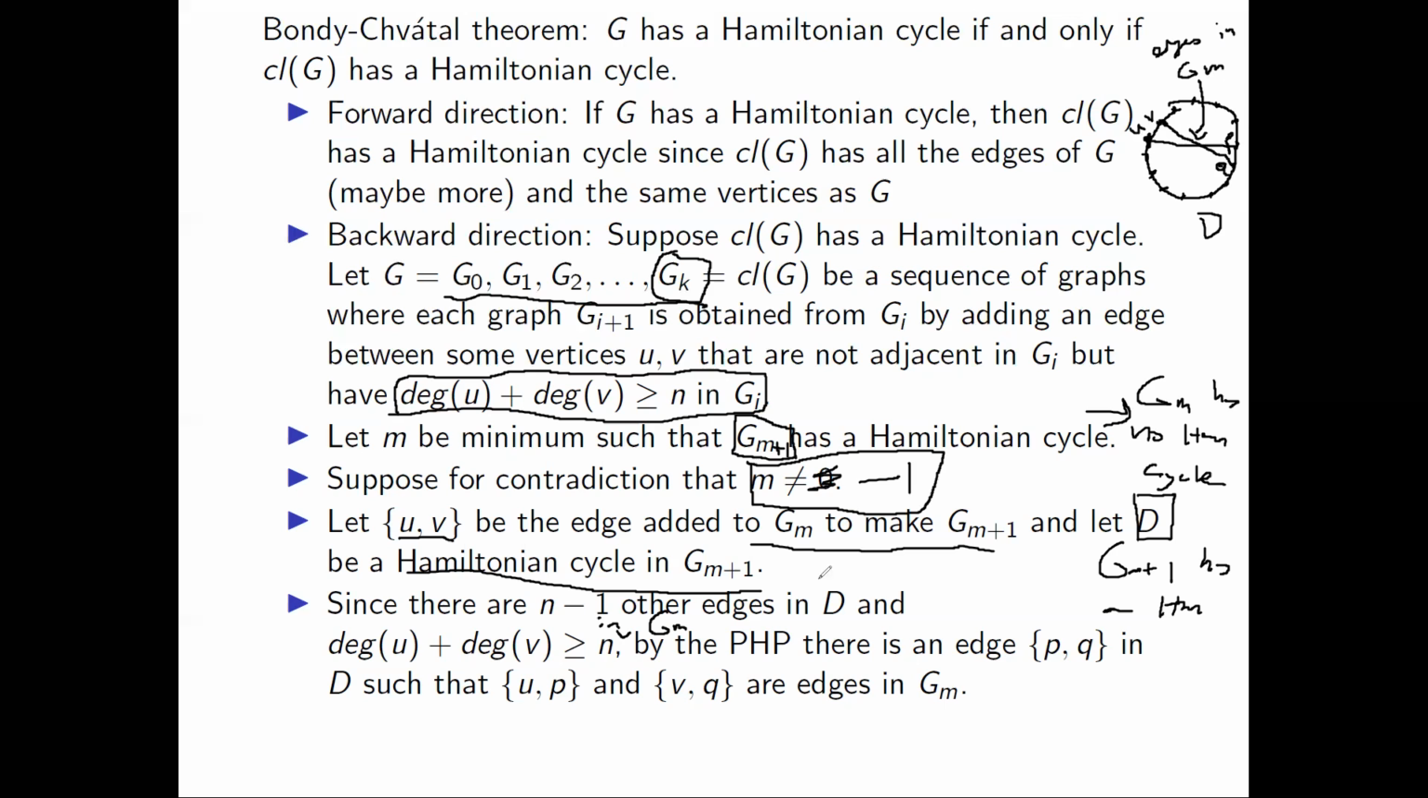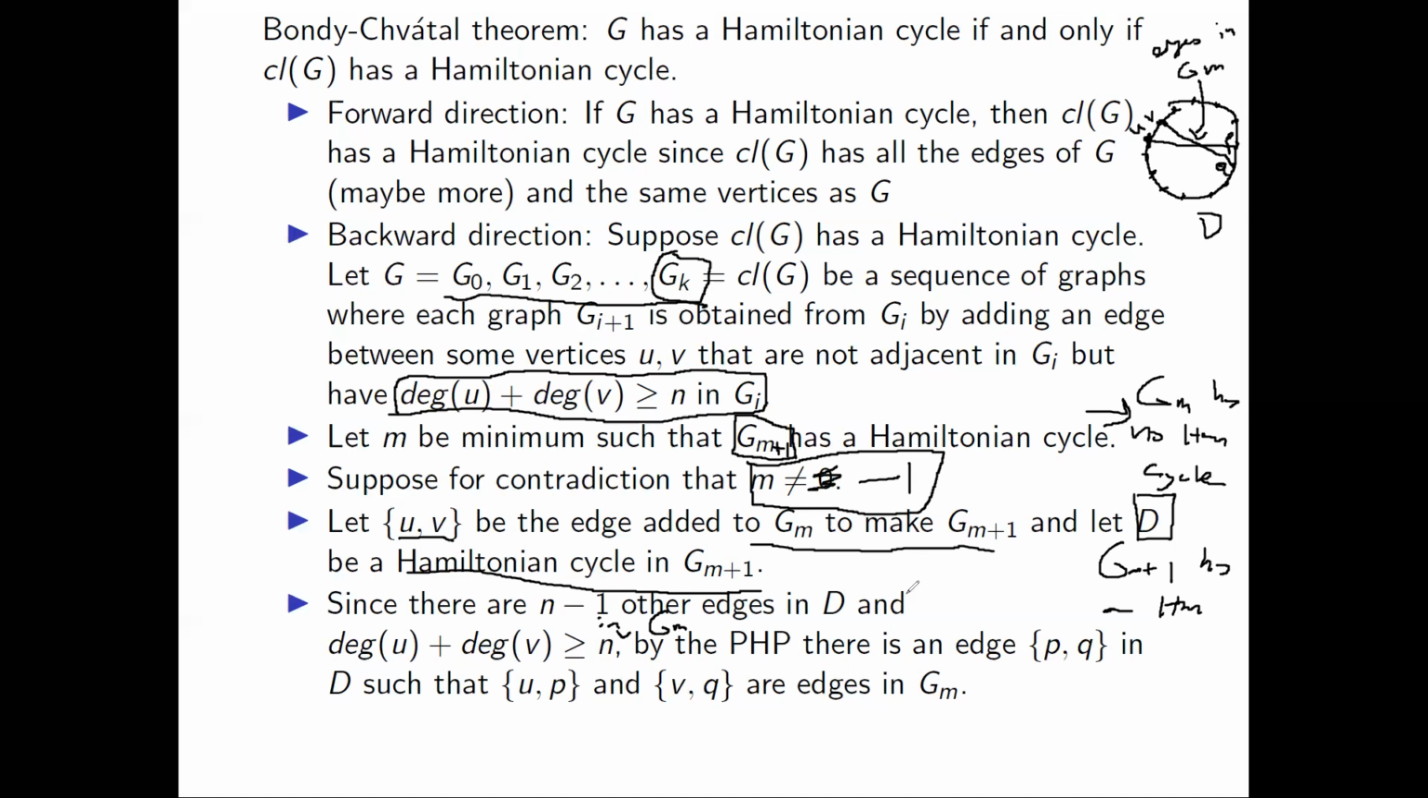And why is that true by the pigeonhole principle? So we can assume for contradiction that there was no such edge. So we can assume that for every other edge on this circuit D, we have either UP or VQ not an edge in our graph GM. And what would that mean?